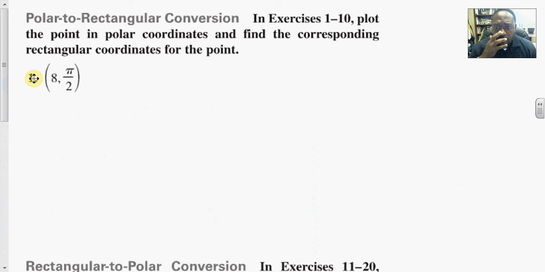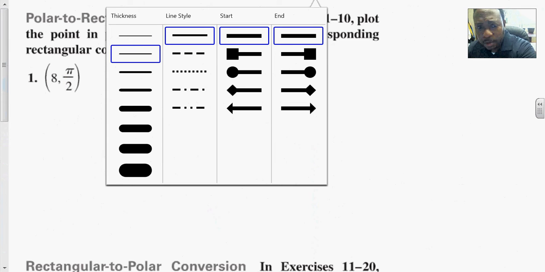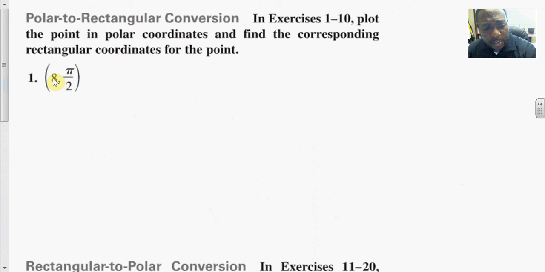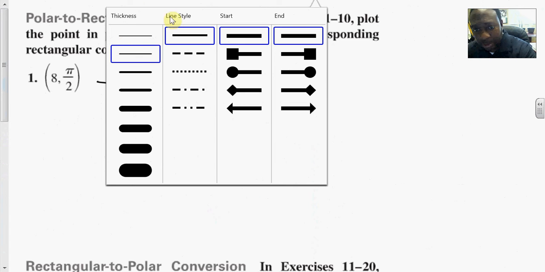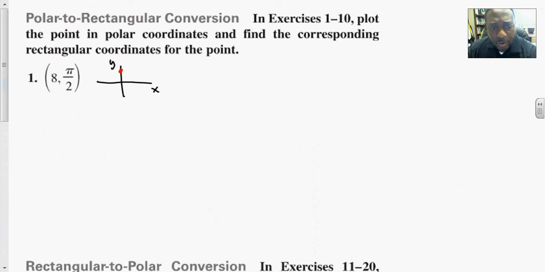Plot the point in polar coordinates and find the corresponding rectangular coordinates for the point. Here the directed distance is 8, so we go 8 units from the origin at pi over 2. So that's 90 degrees, so we're there. Now, what's the point? It says find the corresponding rectangular coordinates for the point.